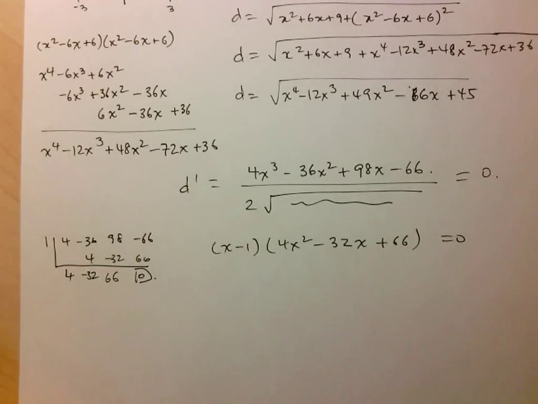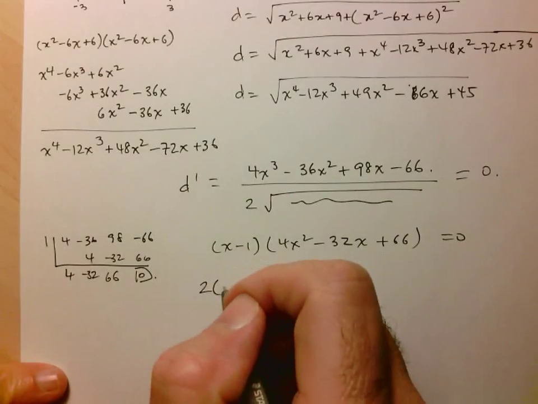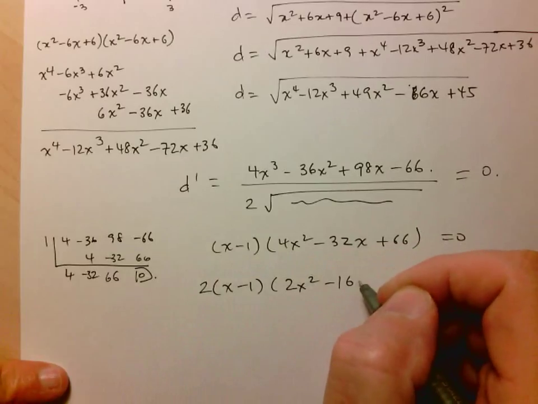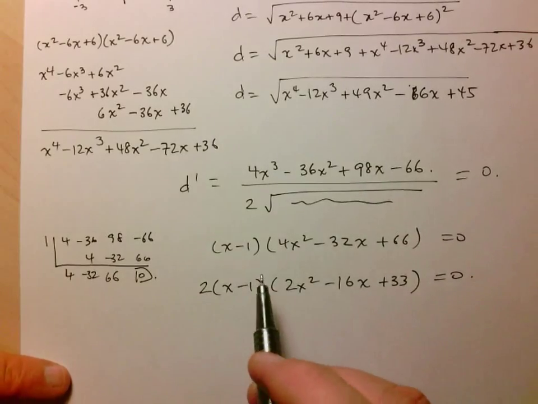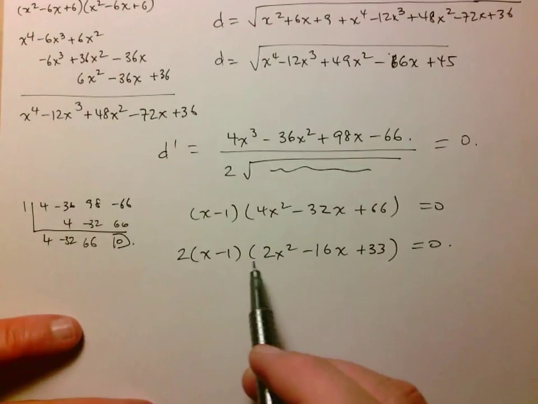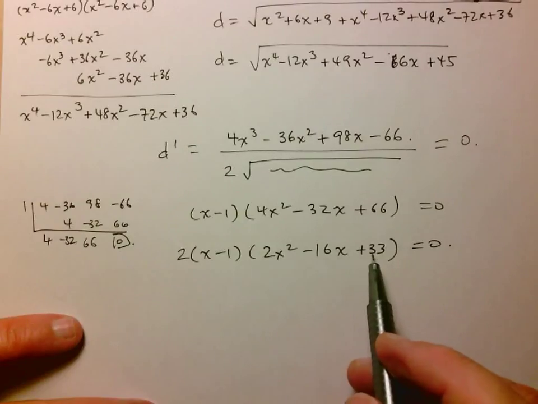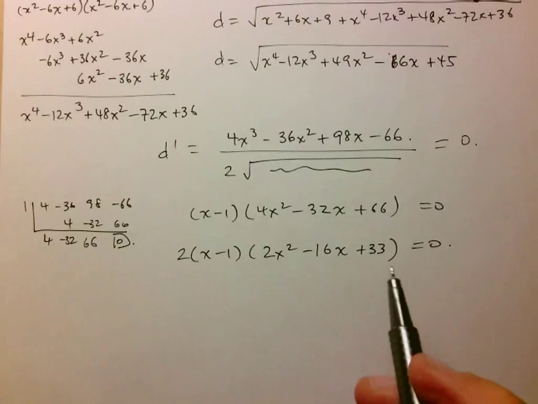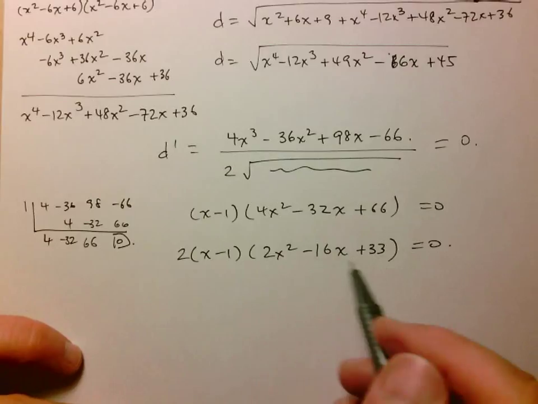So 66 is not divisible by 4, but it is divisible by 2. So 2 times x minus 1, 2x squared minus 16x plus 33. Since that other division works, I'm actually curious to see if we can make this work factoring. So here 3 times 33. Sorry, I mean 3 times 11. 3 times 2 is 6. No, that's not going to work. So I'm not sure if this is factorable.